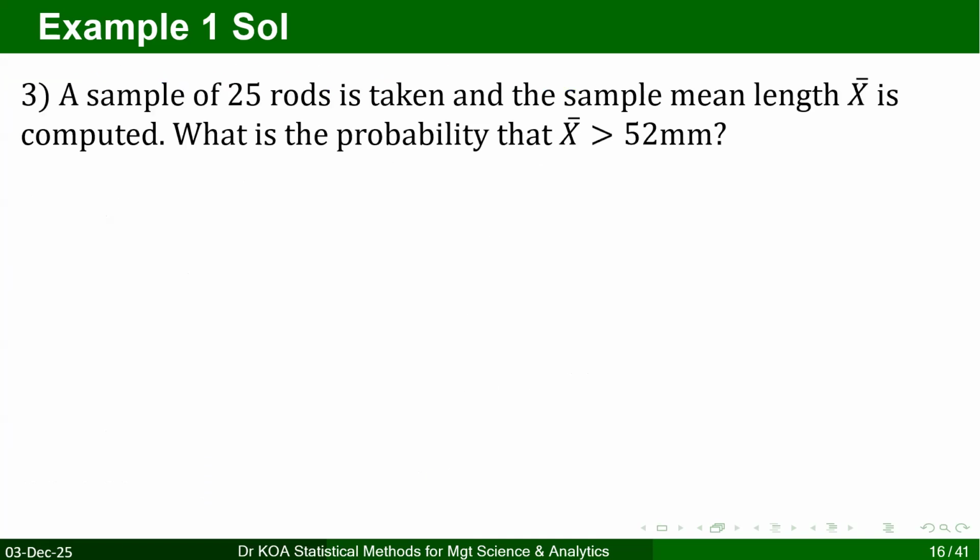Okay, so the next part of the question says a sample of 25 rods is taken, and the sample mean length x bar is computed. What is the probability that x bar is more than 52? How will you do this one? Now you know all the answers. It's a bit tricky, eh? Yes, Doc, the sample mean is throwing me off. I know. But if you think about it, you see that it's not that difficult. It's a little thought.